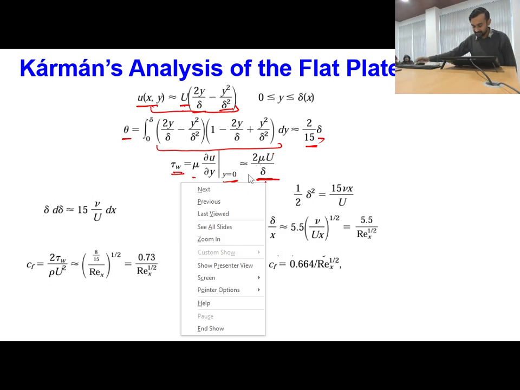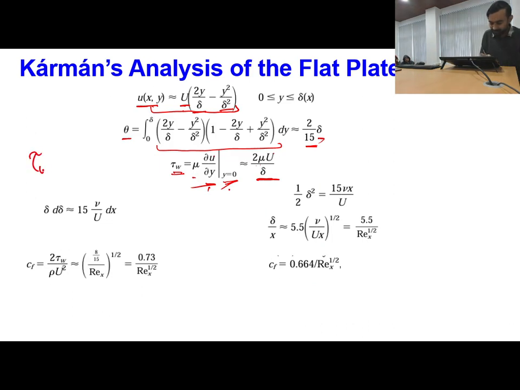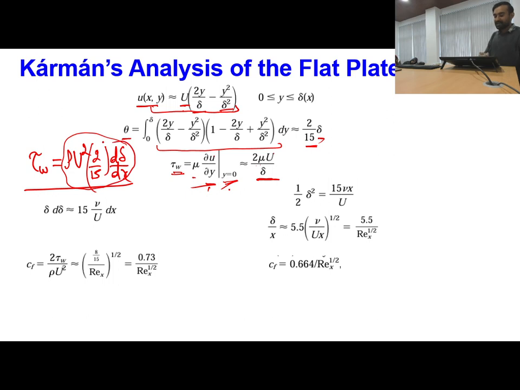Another wall shear stress I can write from the previous equation: tau w equals rho U square into d theta by dx. So d theta by dx will become 2 by 15 into d delta by dx. So one wall shear stress equation I have got from the momentum integral equation, and another wall shear stress equation I have got from the velocity profile. Now I can equate both these wall shear stress equations. Is this one clear?